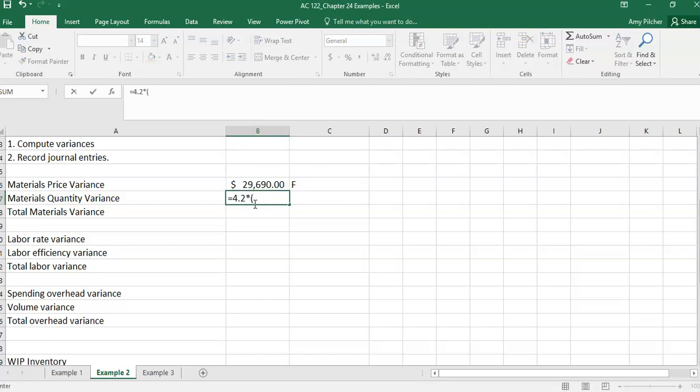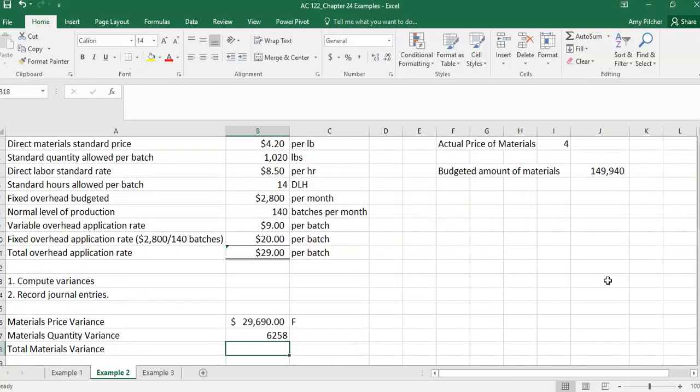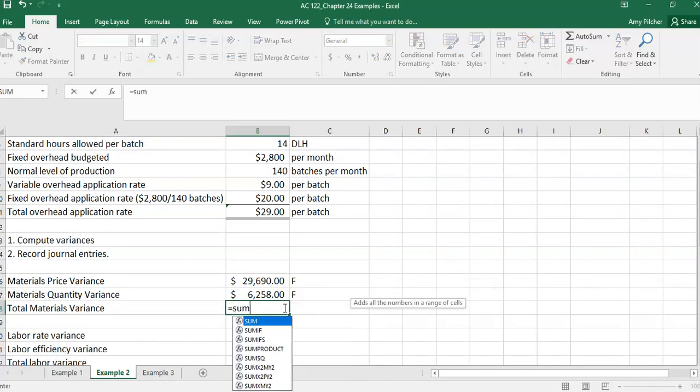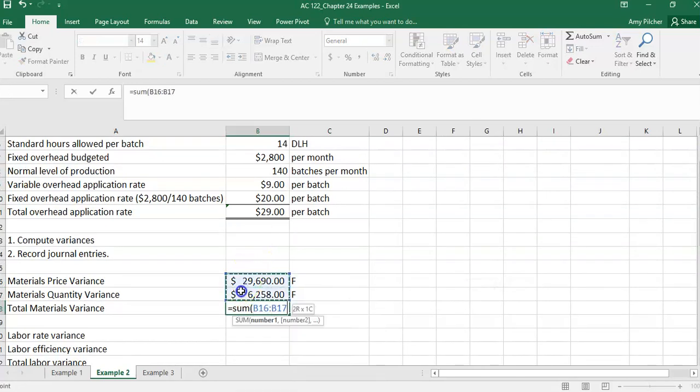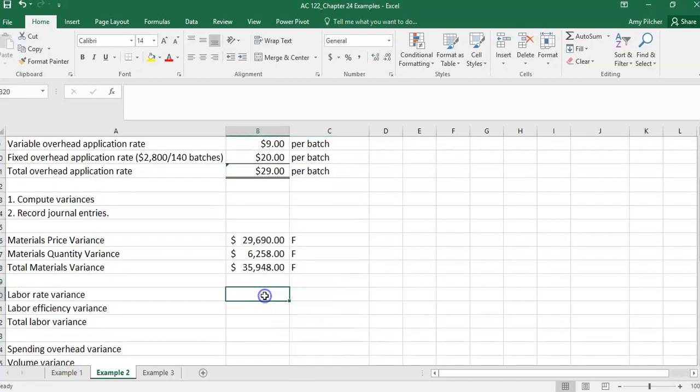1,940 pounds of materials. So we take our rate of $4.20, our standard rate, times the difference between what we budgeted and what we actually used for direct materials. We then get a materials quantity variance of $6,258. That is favorable. We add those together to get our total materials variance, and that total variance is a favorable variance.